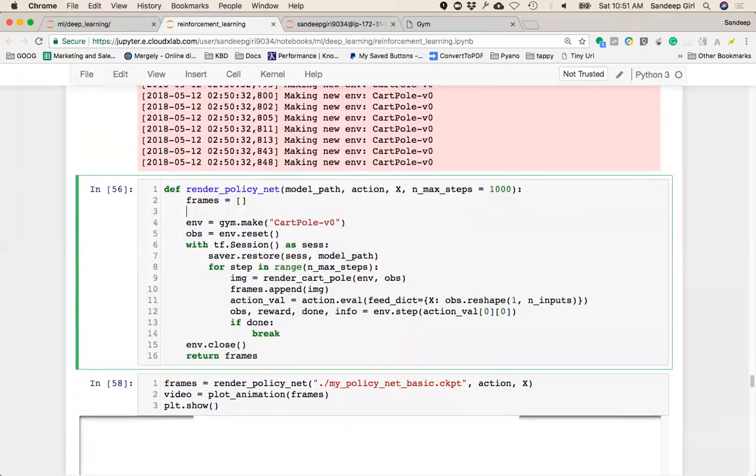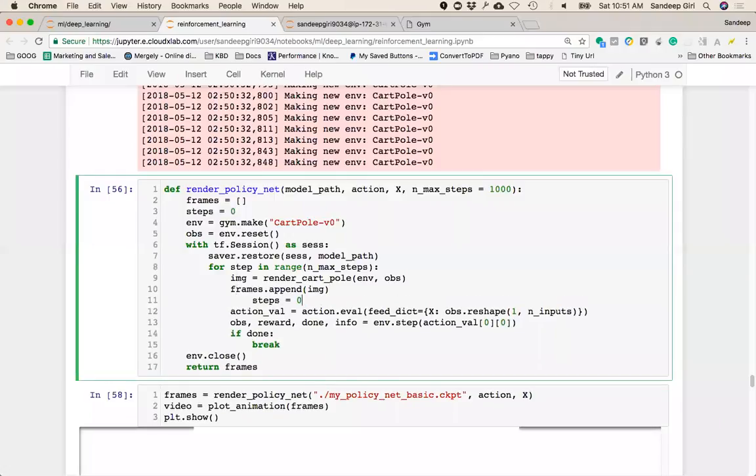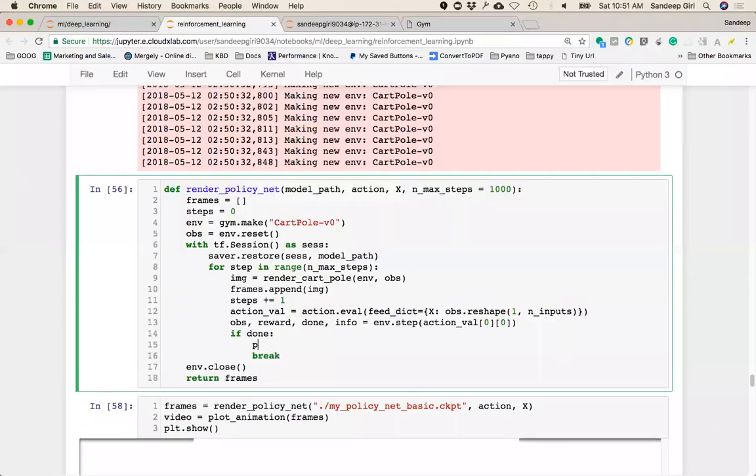We could just see if we have steps equals 0. Let's see how many steps there are. And then here we print steps.